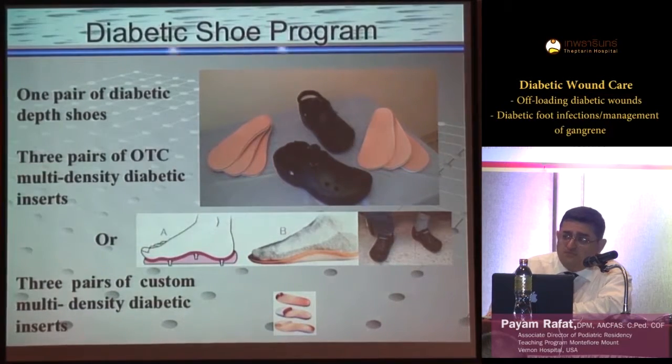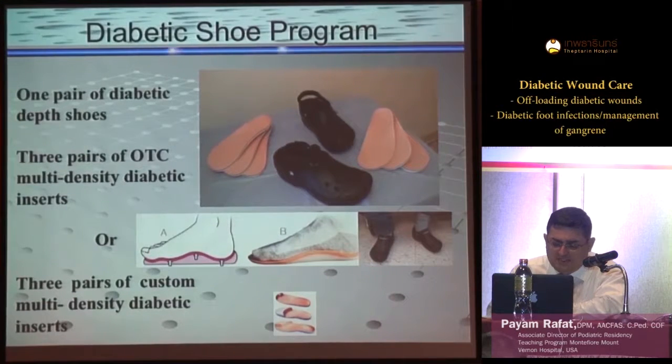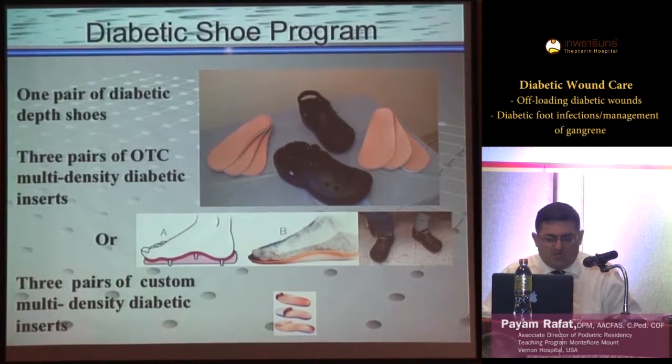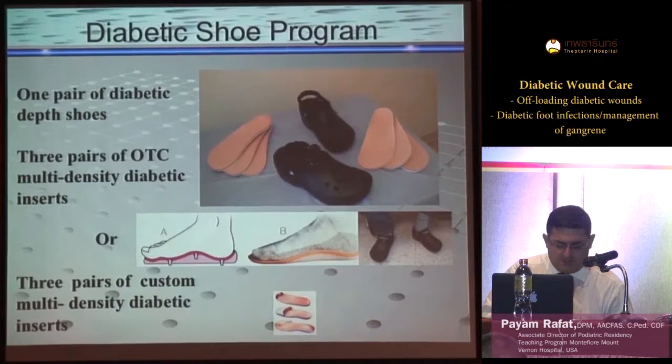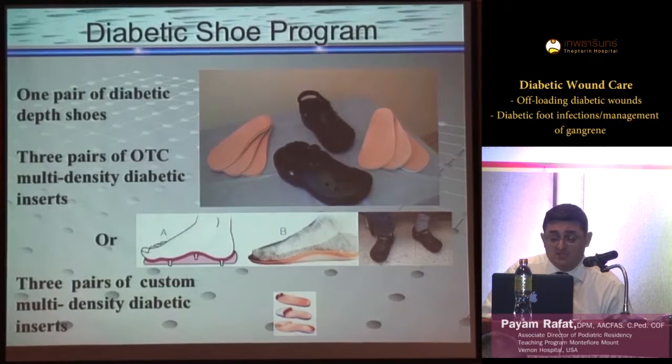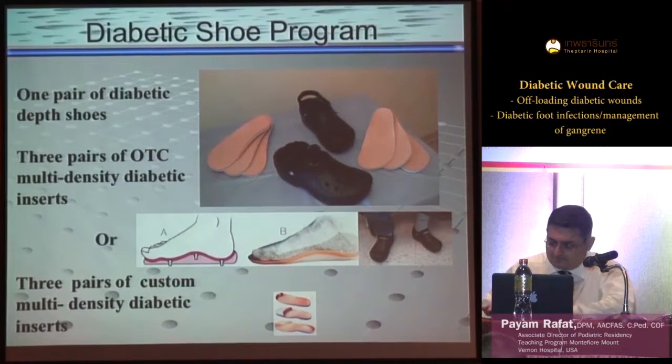In the U.S., the insurance companies and the government have realized that these diabetic shoes and inserts have been very helpful in actually decreasing pathology, reducing recurrence, decreasing calluses, ulcerations. So they have a diabetic shoe program where the patients are able to get 1 pair of the diabetic shoes and 3 pairs of either the off-the-shelf multi-density inserts or the custom inserts, or a filler if they have an amputation.